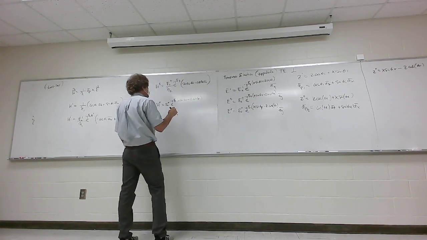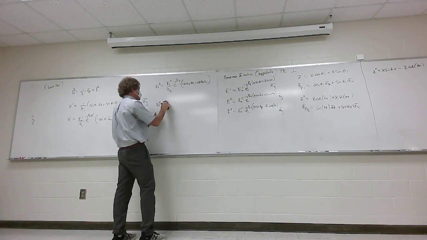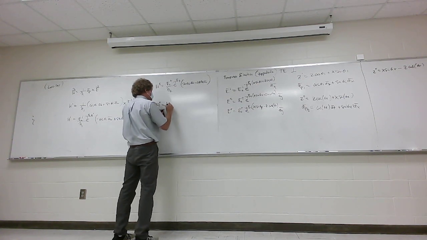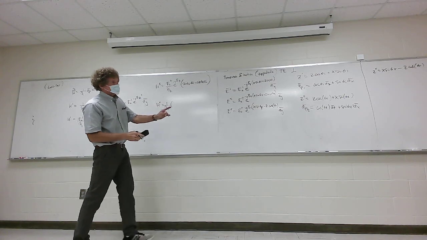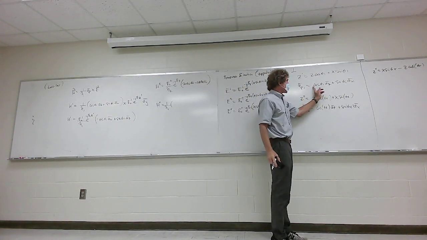Wait a second. I want to do it the right way. 1 over A to 1. Unit vector in the direction of propagation. This is the thing I wanted to get. Now the vector of propagation is going to have a minus in front of that Z.